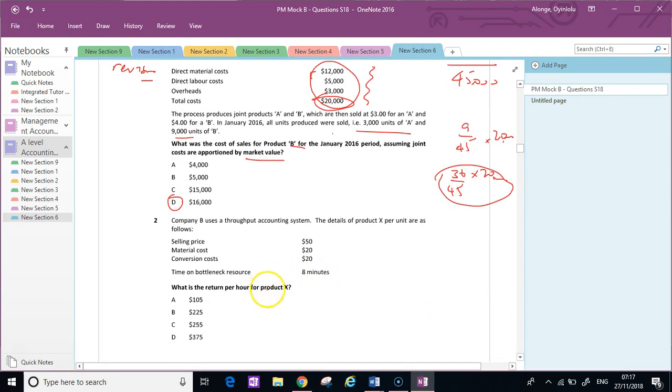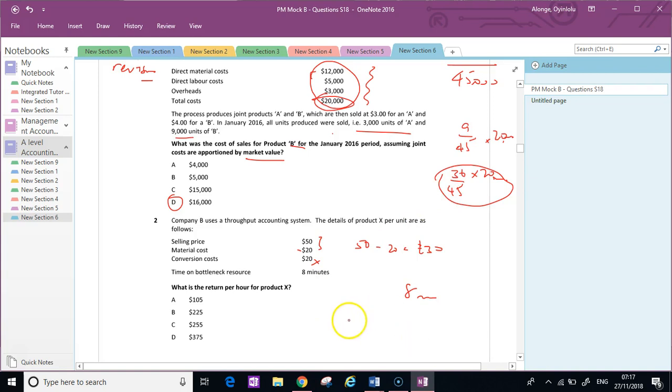Great. So here we have a nice little question on throughput. We know with throughput we only consider material costs, so we have 50 minus 20, so we know what the throughput is, and the conversion costs are irrelevant. It tells us that we need 8 minutes to make an item. It's asked per hour, and it's all up to you how you do your maths, but personally I just said, well, that's £30 for 8 minutes.